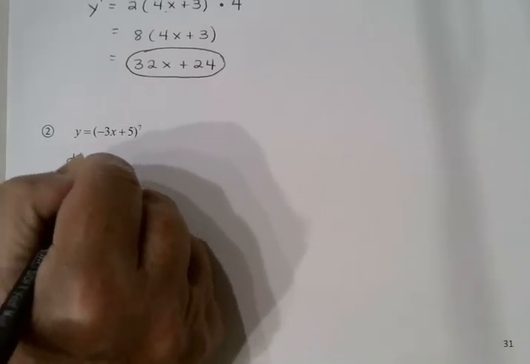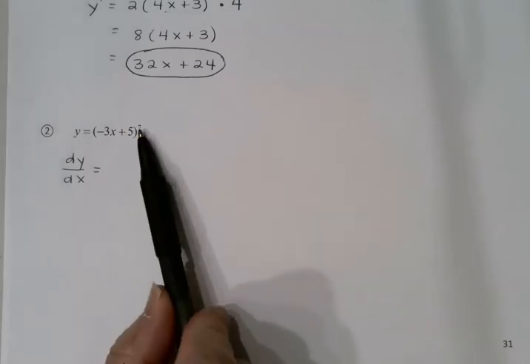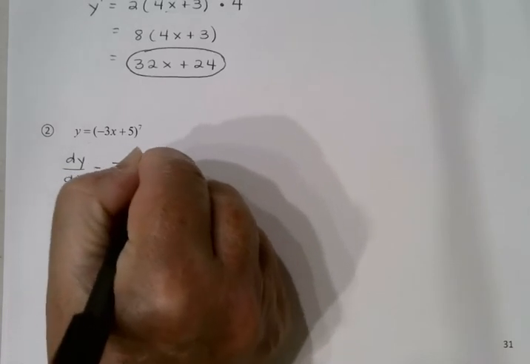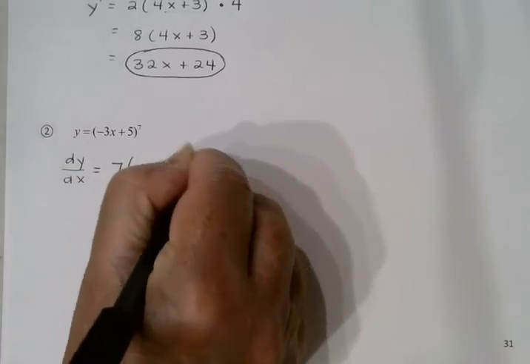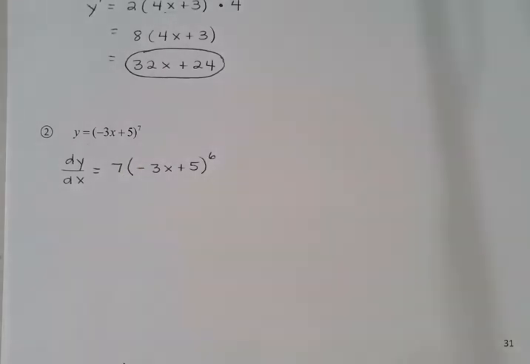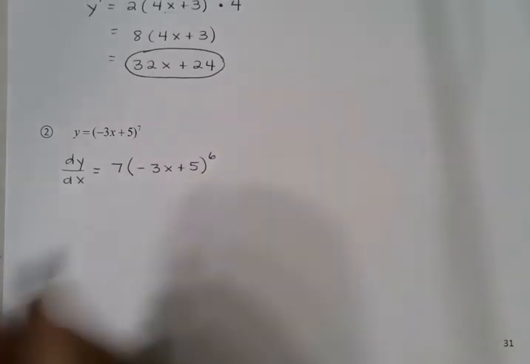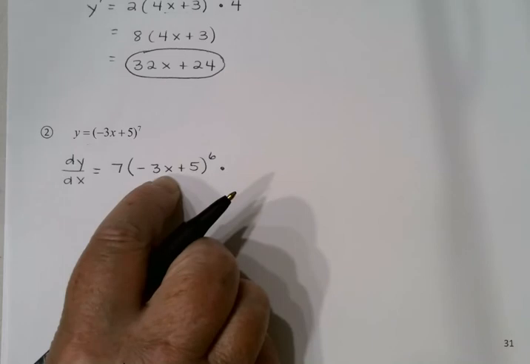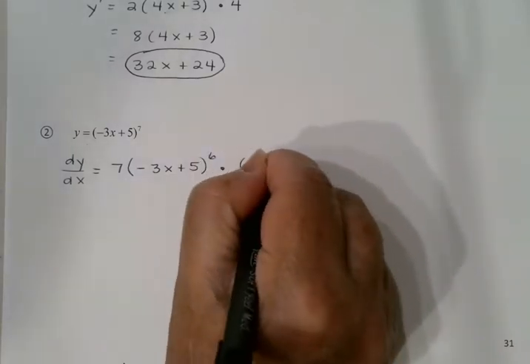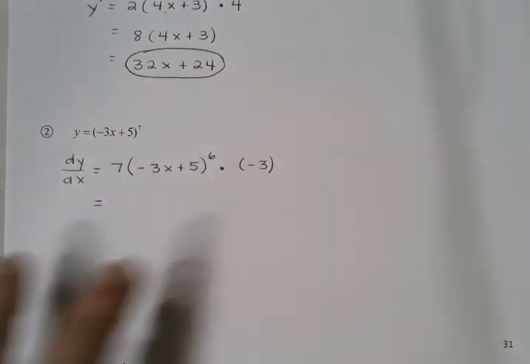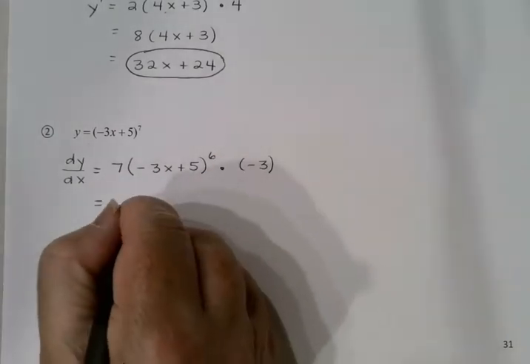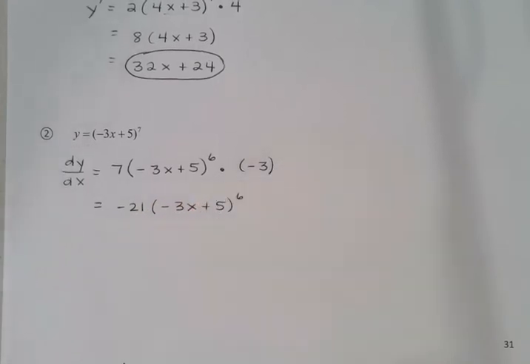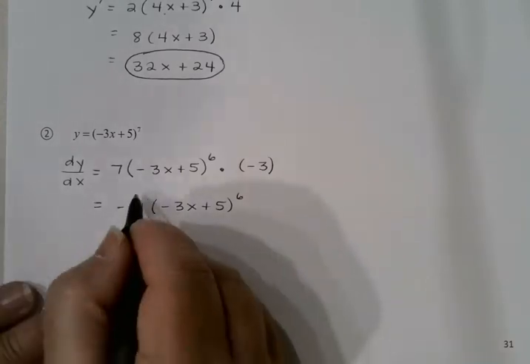dy dx. First I take the derivative of the outer function, the power rule. So 7 times all of this to the 6th power, which is my normal power rule. And then I have to multiply by the derivative of what's inside. The derivative of this would be negative 3. So I'm going to get negative 21 times negative 3x plus 5 to the 6th. And that's going to be the simplest way to leave that answer.